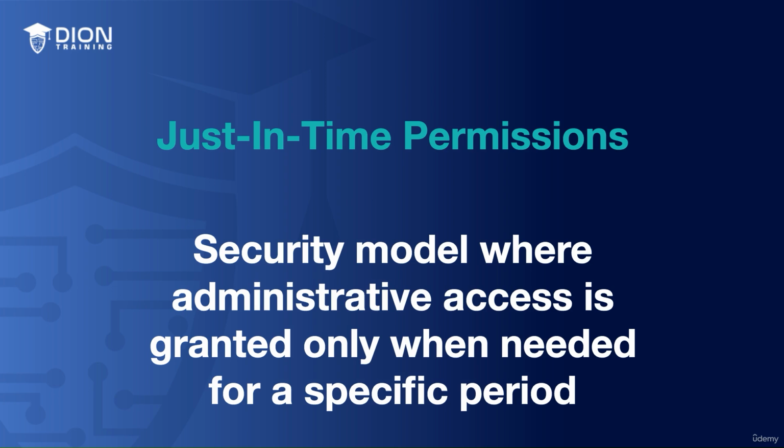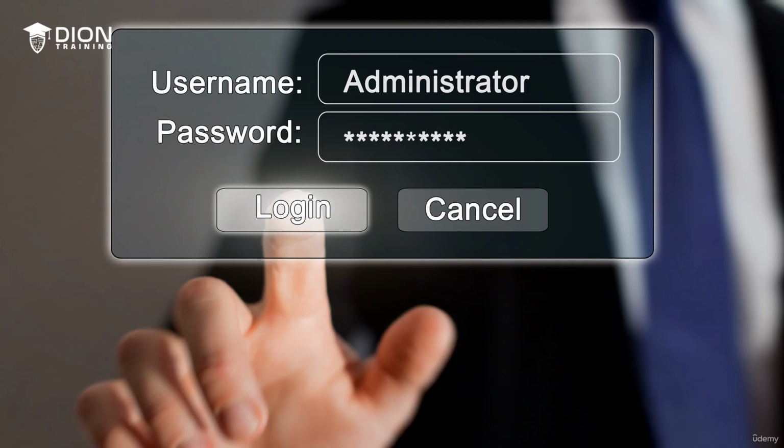Just-in-time permissions, or JIT permissions, is a security model where administrative access is granted only when needed for a specific period. This approach minimizes the risk of unauthorized access or misuse of administrative privileges on a given system. For example, if an administrator just needs to perform a maintenance task on a server, just-in-time permissions would grant them the necessary access rights when the task begins, and then those access rights will be revoked as soon as the task is complete. This way, the administrator doesn't have continuous unnecessary privileged access to your organization's sensitive systems and data.